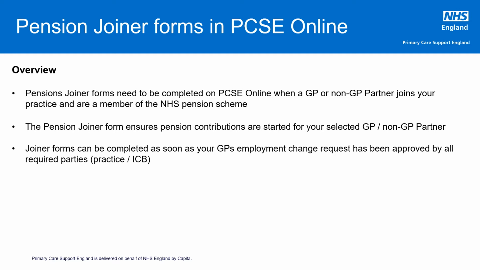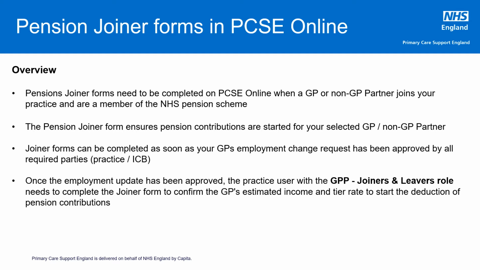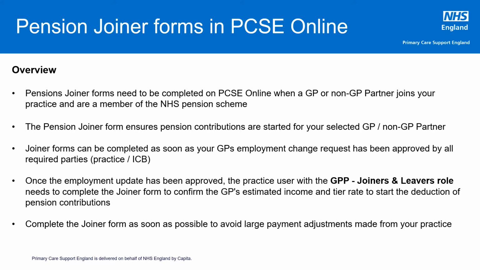The pension joiner form can be completed as soon as your GP's employment change request has been approved by all parties, i.e. the practice and the ICB. Once the employment update has been approved, the practice user with the GPP, joiners and leavers role in PCSE Online needs to complete the joiner form to confirm the GP's estimated income and tier rate to start the deduction of pension contributions. It is also important to complete the pension joiner form as soon as you're able to do so. This will reduce the risk of any large payment adjustments being made from your practice.